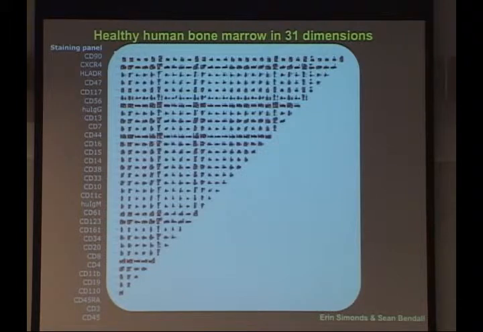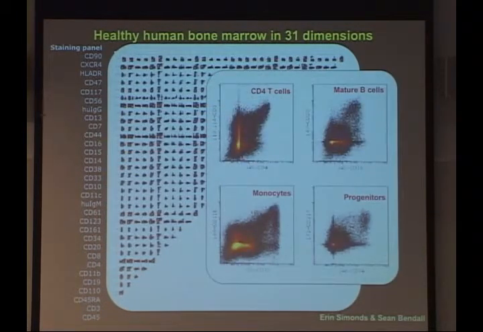And this is just a quick snapshot of what happens when you do a 30-parameter experiment on bone marrow. So you get a lot of data, and all of those cell types I just showed you on that developmental figure are there. But you kind of have to know where to look for them. So if I went in and looked for the things that I knew are typically there, you can see your CD4 T cells, mature B cells, monocytes, even your progenitor cells, looking at CD34 and CD117. The problem is you have to know they're there, and we'll get back to that in a second.